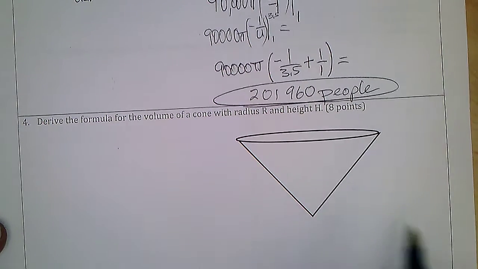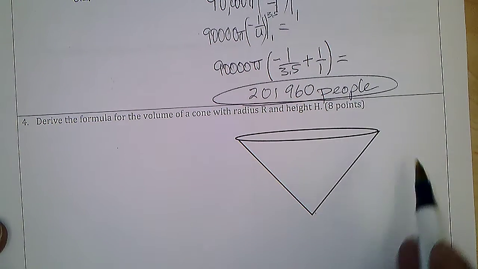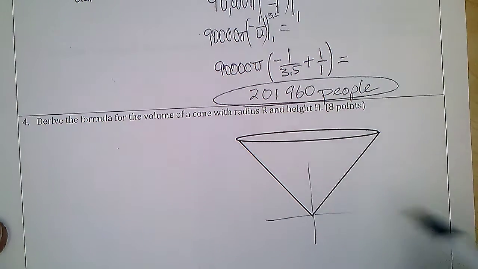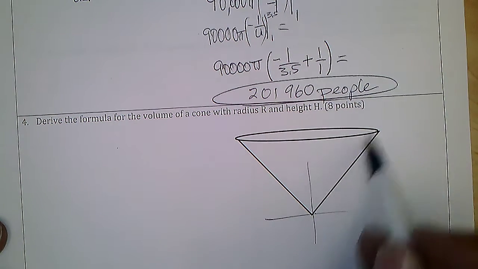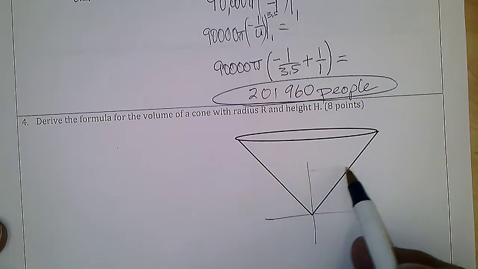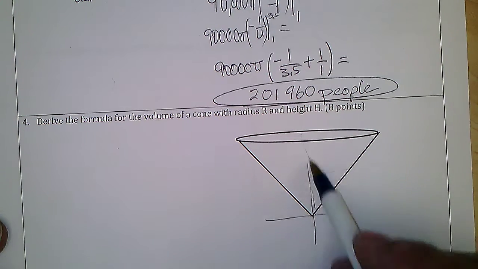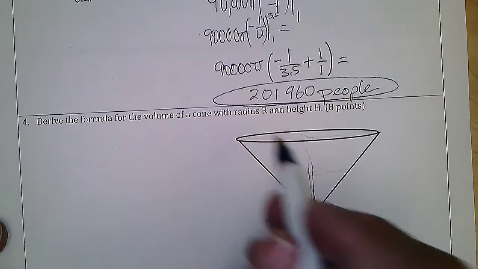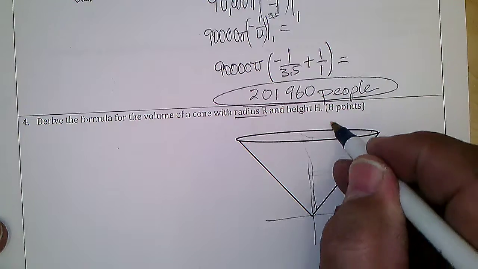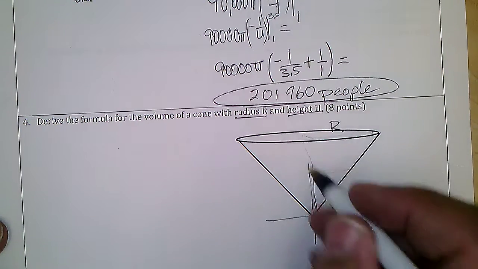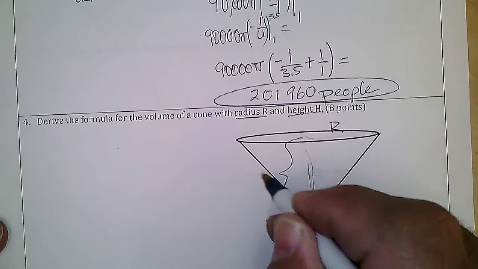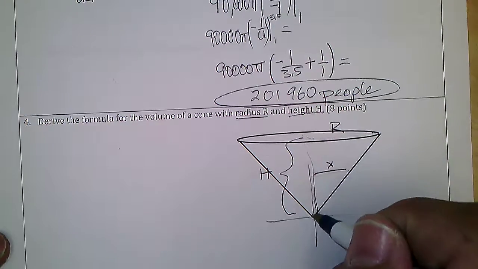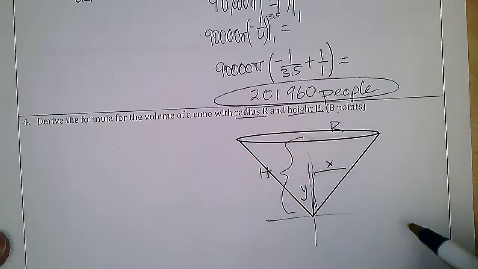Derive the formula. Whenever you're deriving the formula for a pointy one, it tends to be advantageous to put the coordinate system at the point. Because when it's a straight line like this, you've got similar triangles. So we need to label things. The large radius is capital R. The height is capital H. We're going to call this something. How about x? And this is y.